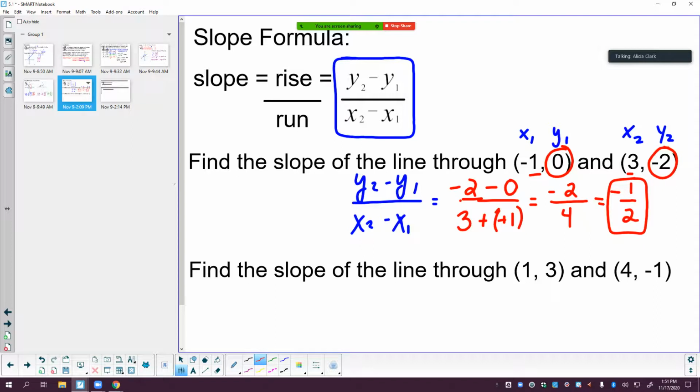Questions about using that slope formula? Any questions from you guys on Zoom?